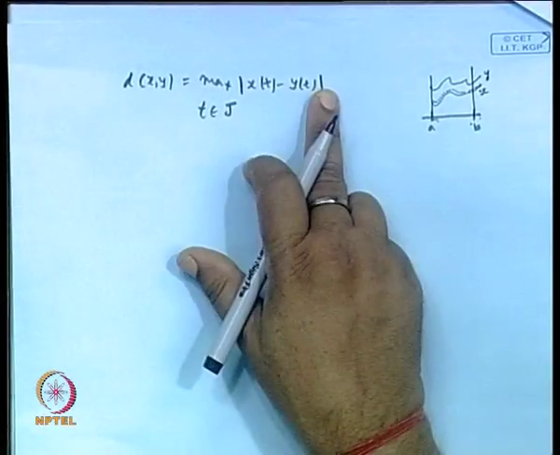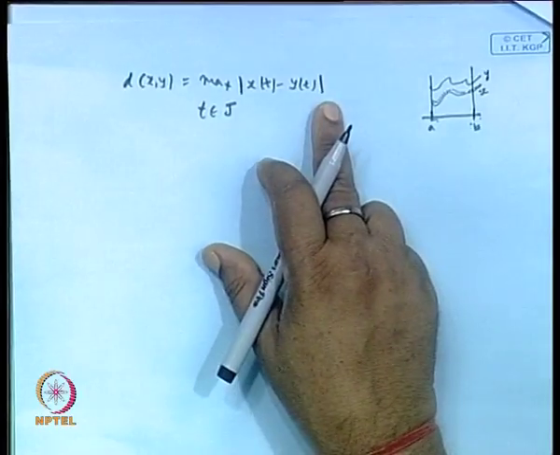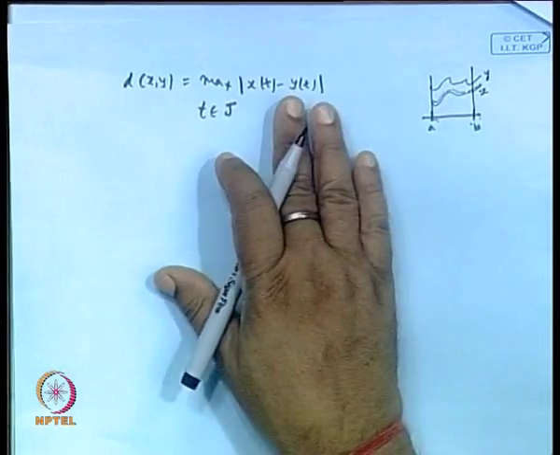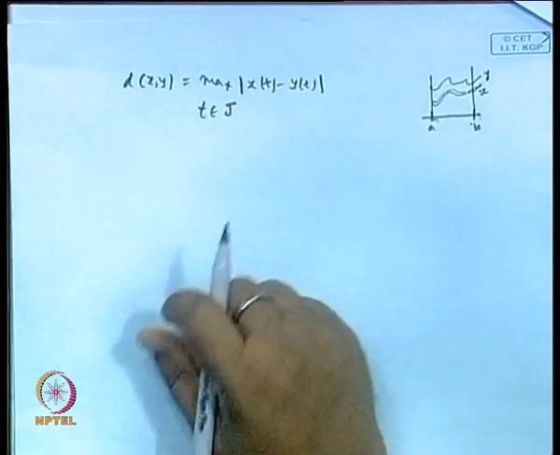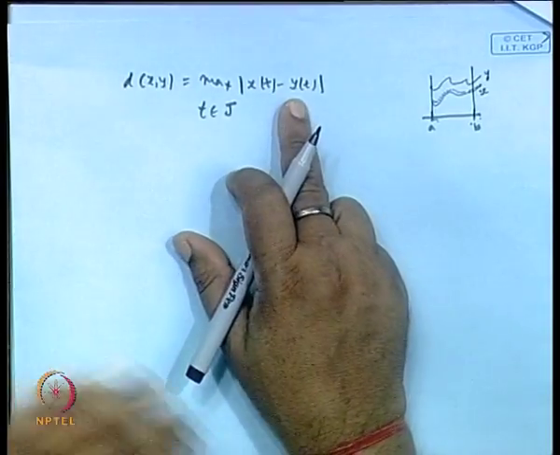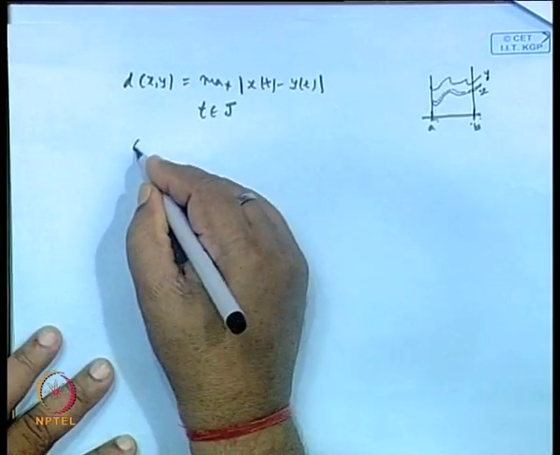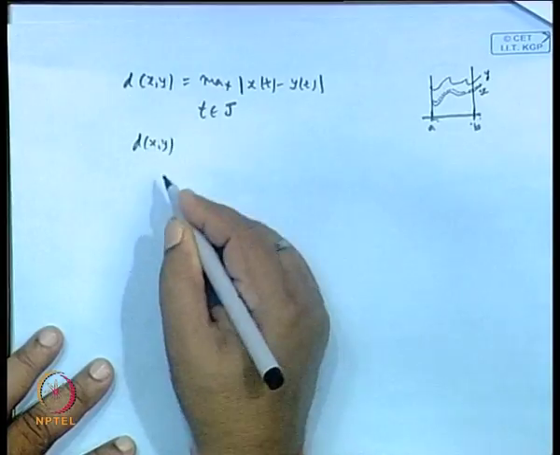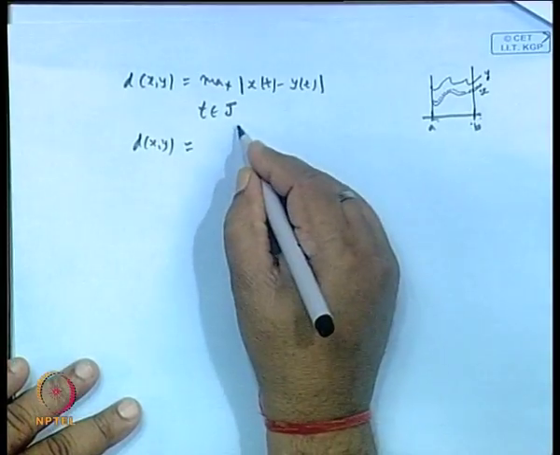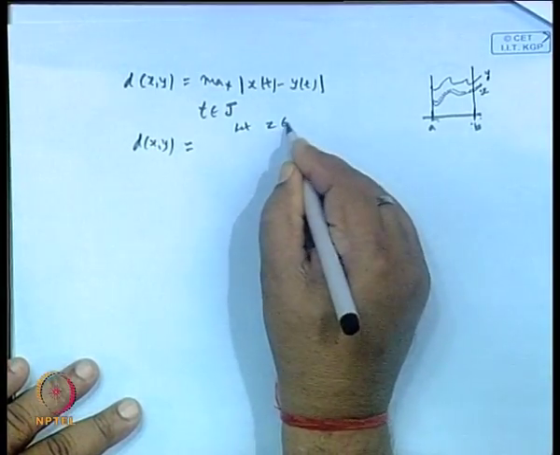Third one, it is symmetric in nature because of the modulus; we won't lose anything if I interchange the x and y position. Then fourth is the triangular inequality. So, to verify the triangular inequality, let us take another function z in C[a,b].